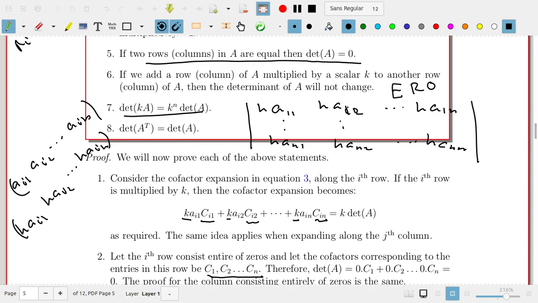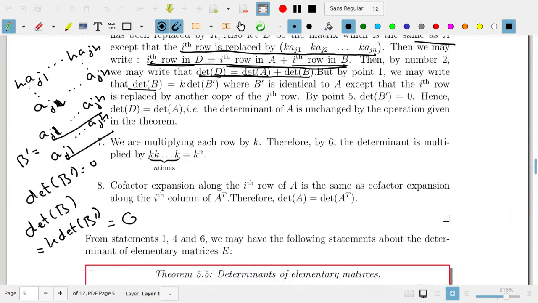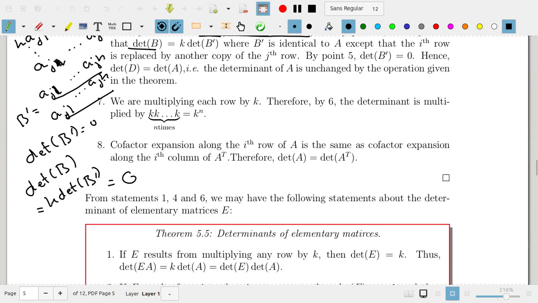And the last part: the determinant of A transpose equals the determinant of A. The cofactor expansion along the ith row of A is the same as the cofactor expansion along the ith column of A transpose, because transposition switches the rows and the columns. So the determinant of A equals the determinant of A transpose.